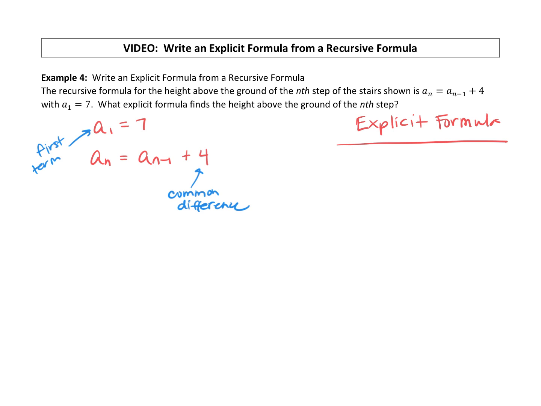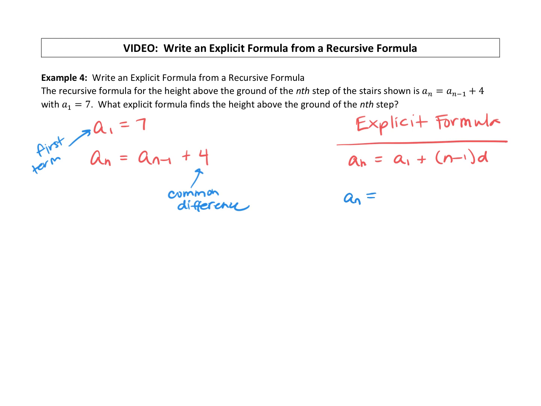In order to write an explicit formula, let's just remind ourselves the format. A sub n equals a sub 1 plus n minus 1 times your common difference. All you need to write an explicit formula is the first term and the common difference. And over here, we identified that the first term was 7 and the common difference was 4. So we can go ahead and plug those values in.